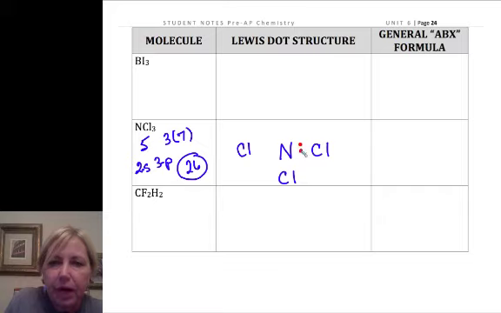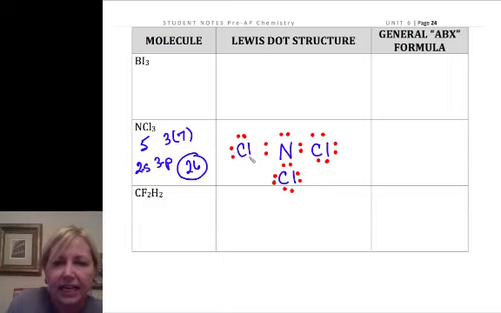Now I'm going to make my bonds: 2, 4, 6. I'm going to satisfy my central, that's 8. Now I'm going to do my peripherals: 10, 12, 14, 16, 18, 20, 22, 24, that's 26. I lost count, okay, because that's 8, 8, and 8. Whoops, right there. There they are, 26.